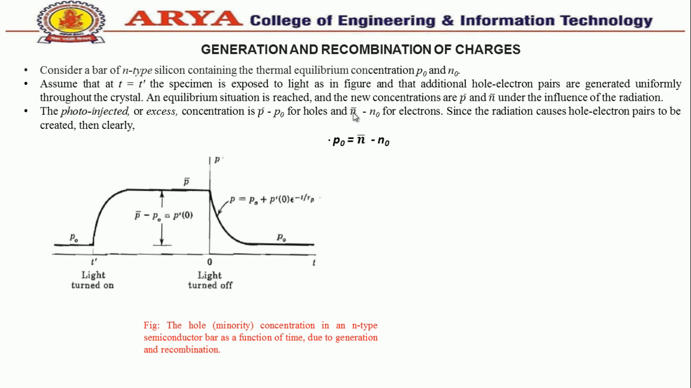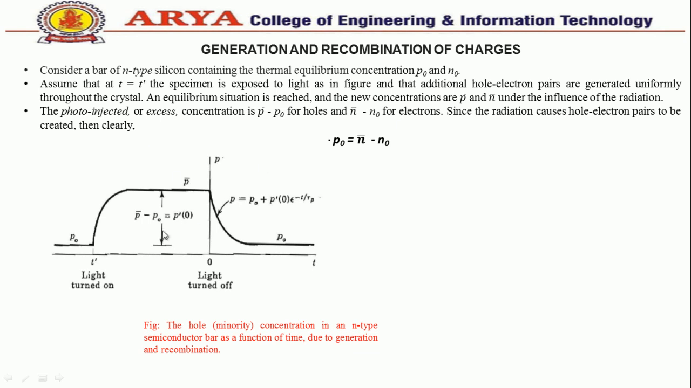So on an average, a hole will exist for tau p, or an electron will exist for tau n seconds before recombination. So this time is called the mean lifetime of the holes and electrons respectively. These parameters are very useful and important in semiconductor devices because they indicate the time required for electron and hole concentration which have been caused to change to return to their equilibrium concentration.